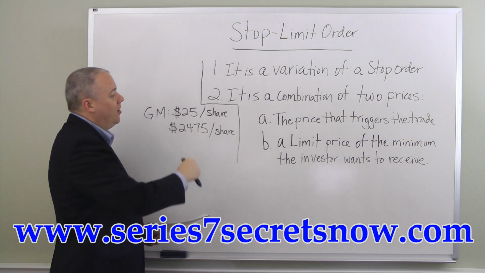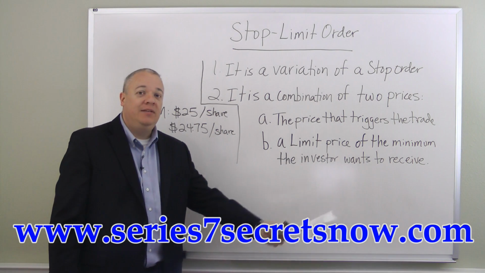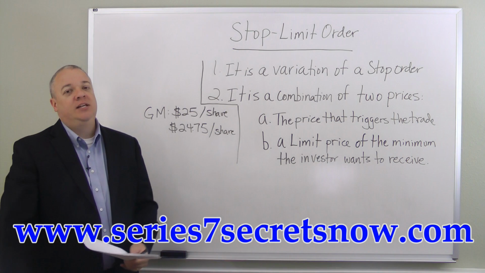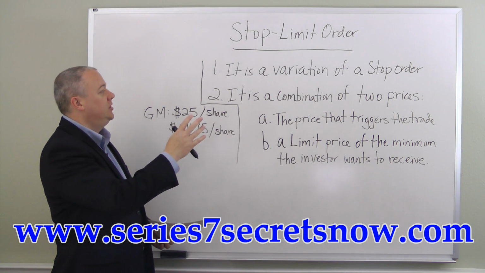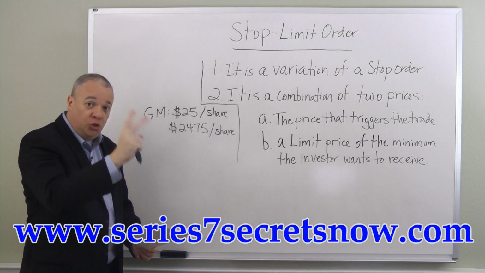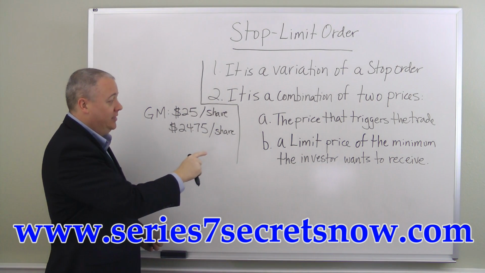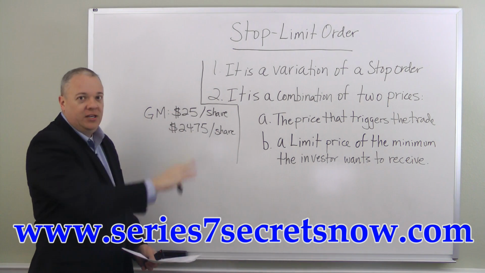So the limiting part puts a minimum the investor wants to receive, and if they're unable to receive that minimum because the price has gone below that, then the sale does not take place. So this is the stop limit order. It's a variation of the stop order, and it is a combination of two prices. One, the price that triggers the trade, and two, the limit price of the minimum the investor wants to receive. And we did just a minor example here.